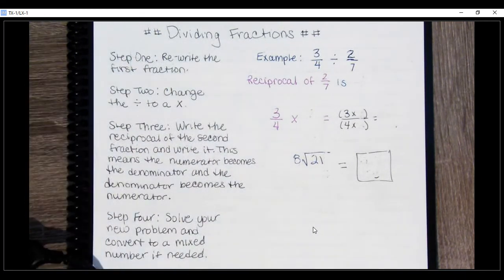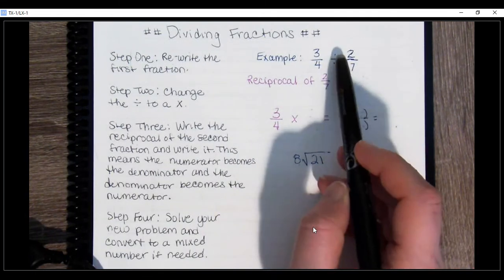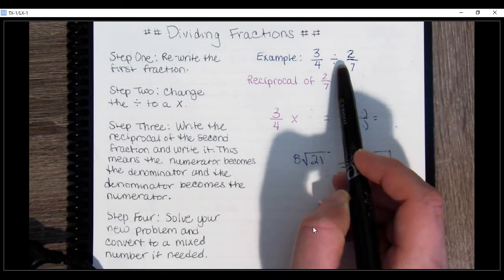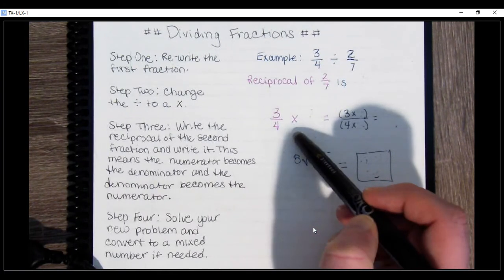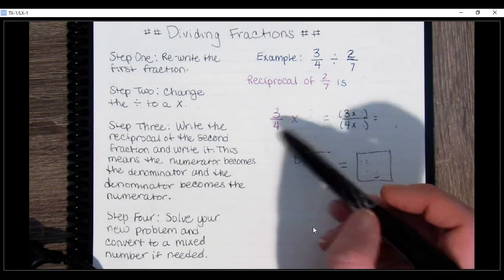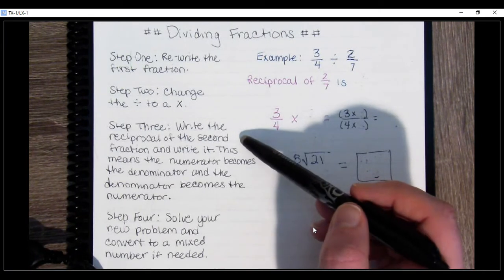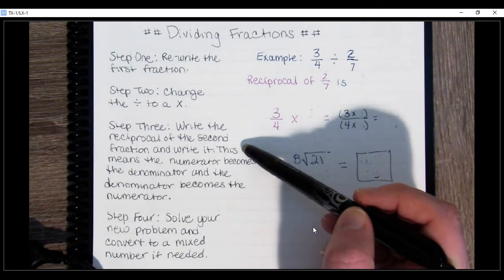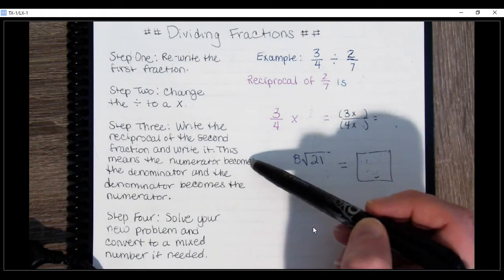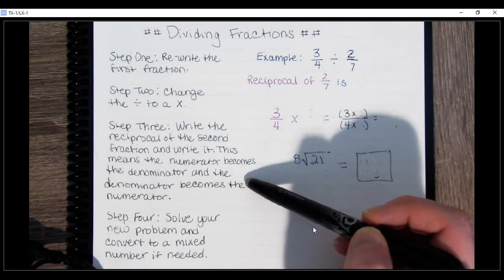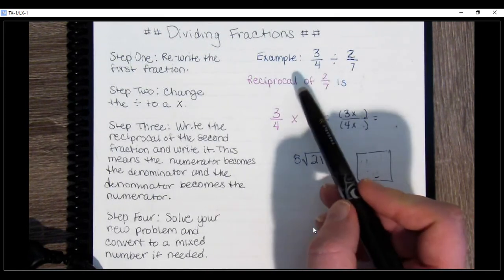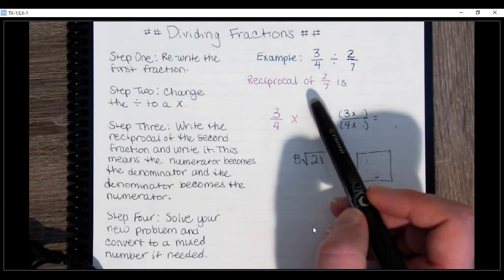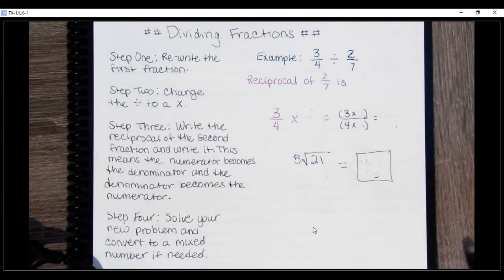Now, this is where it gets a little tricky and what we have to remember. We never actually really divide any numbers. Instead, what we're doing is we're multiplying. But we can only multiply if we do step 3. And step 3 is to write the reciprocal of the second fraction. This means that the numerator becomes the denominator and the denominator becomes the numerator. This is a super important part of dividing by fractions, and if you don't do it, then you're going to get it wrong every single time.